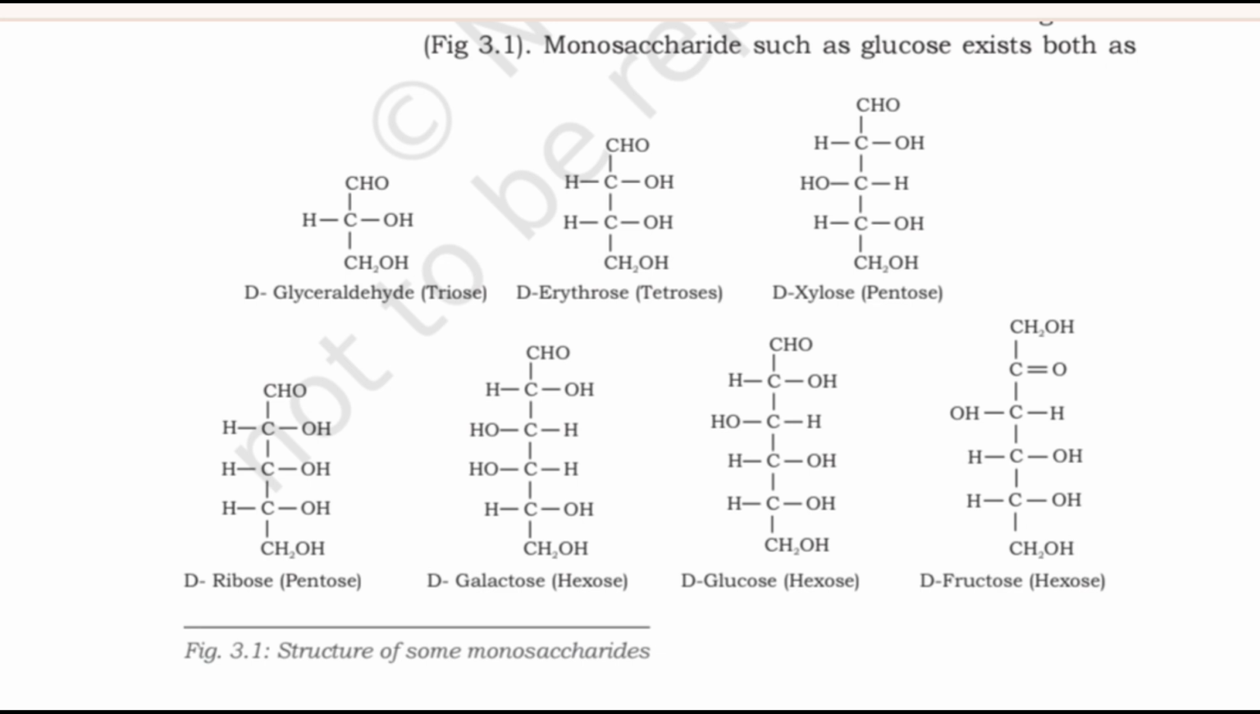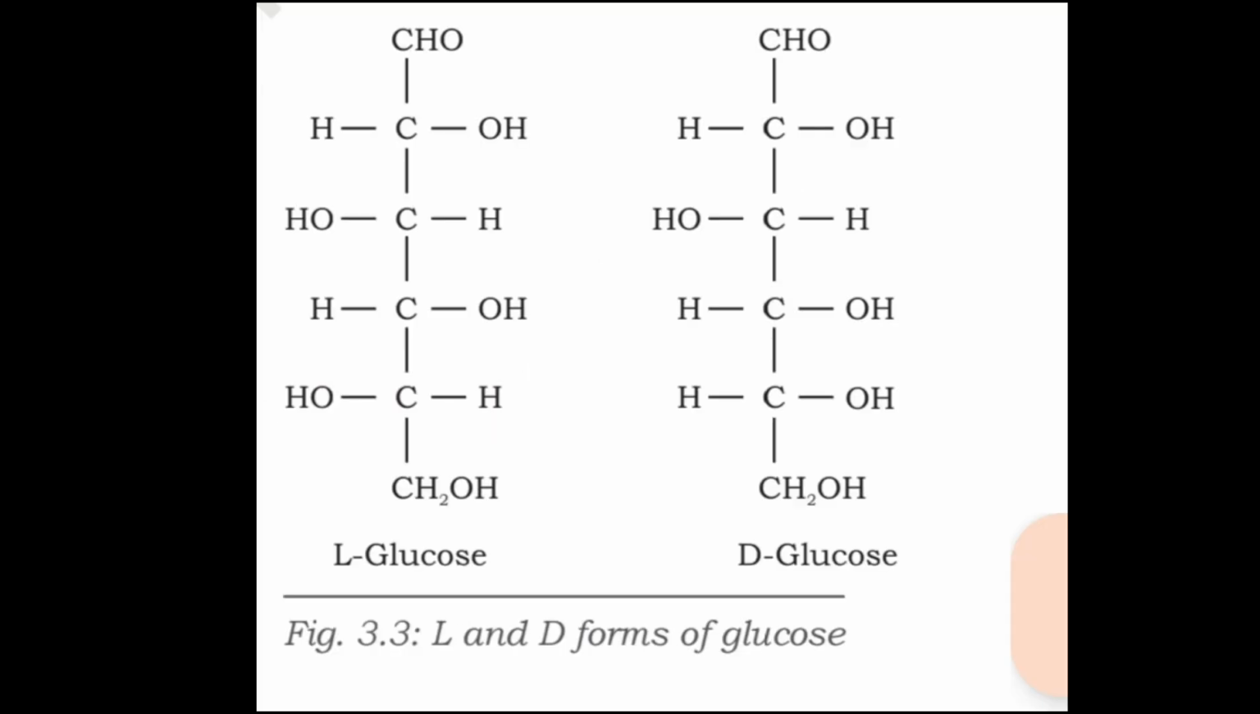So the orientation of the OH group that is most distant from the carbonyl group: when it is on the right side of the carbon atom bearing it, the sugar is a D isomer, and when it is on the left, the sugar is an L isomer. So most of the sugars present in the biological system are D sugars.